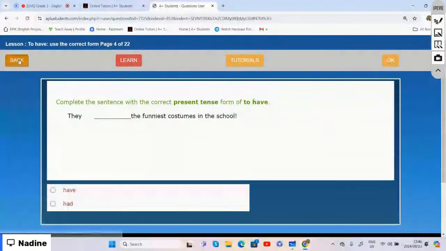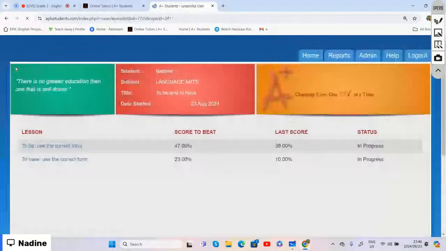So well done. This is now the end of our lesson on to be and to have. Thank you very, very much, grade threes.